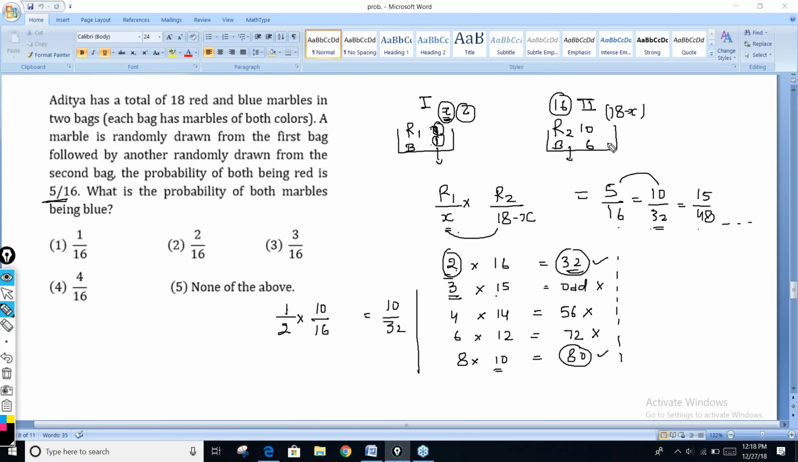Valid case. Now look at the second case. If I'm taking 80 in the denominator, which is 5 times 16, I have to take 25 in the numerator, 5 times the numerator.